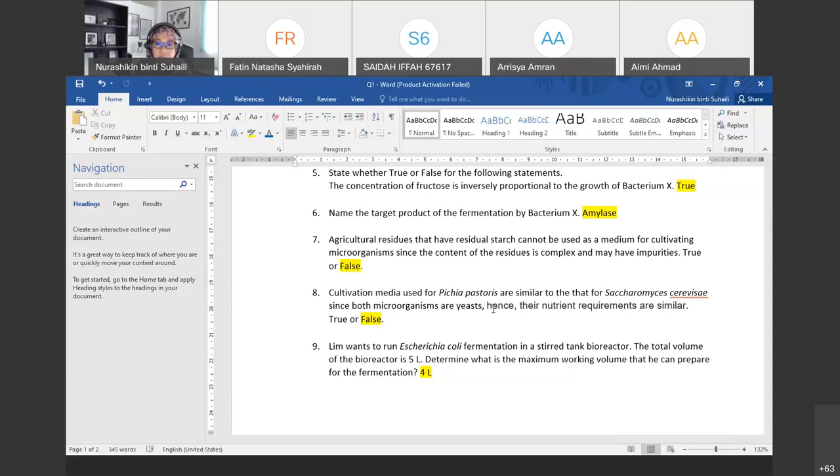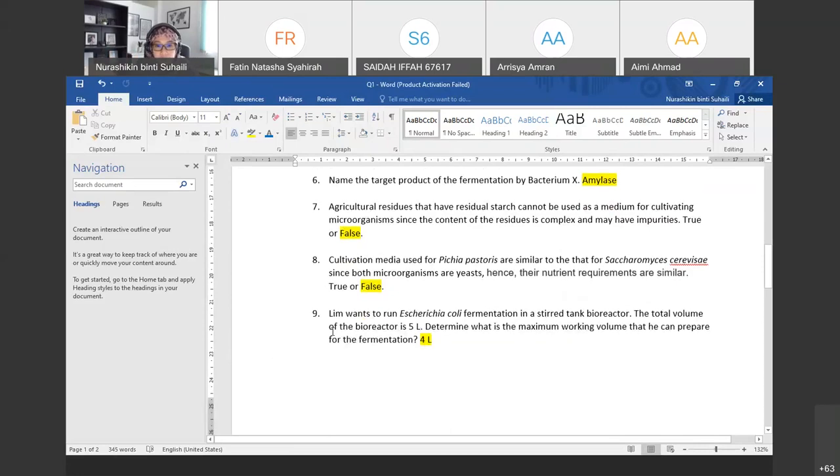Macam contohnya, you are a girl, right? Your friend is also a girl. Both of you are girls, but not necessarily you require the same nutrients. Maybe you need more of certain nutrients compared to the other person. So the same thing goes to microorganisms or organisms in general. Pichia and Saccharomyces have different requirements, because every type of organism has its own specific requirements. Okay, question number 9. Lim wants to run E. coli fermentation instead in a bioreactor. The total volume is 5 liters.